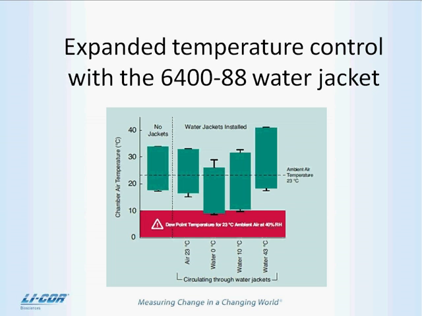With the water of either 0 degrees Celsius or 43 degrees Celsius circulating through the jacket, the leaf chamber air temperature could be varied from less than 10 degrees Celsius to over 40 degrees Celsius, so a 30-degree range of temperature manipulation. Note the limit imposed by the dew point of the ambient or chamber air.